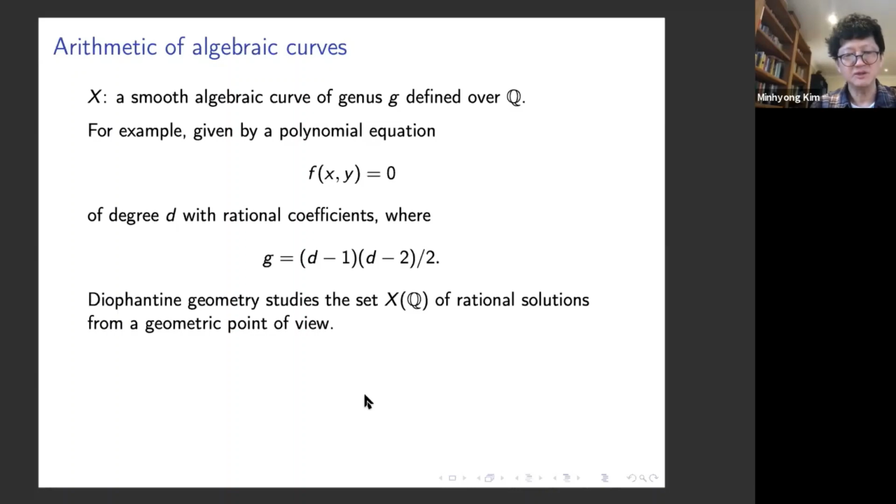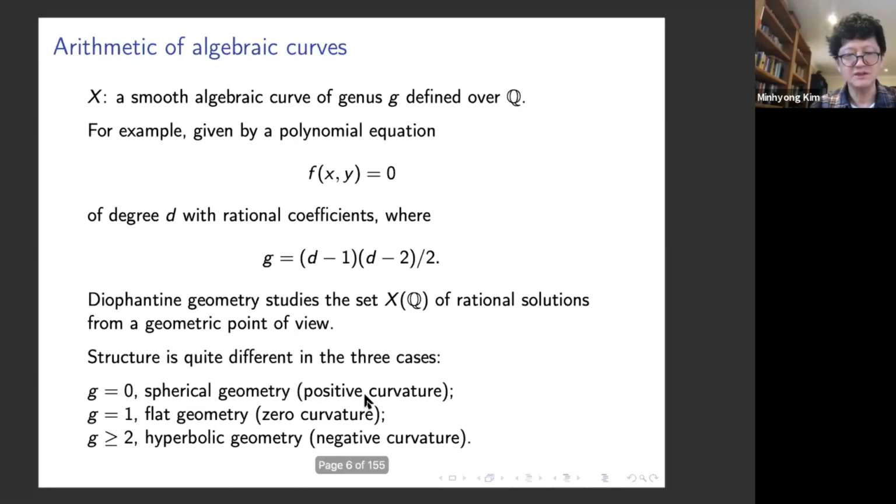And again, many of you will know that the structure of this problem is actually very much affected by the geometry. That is to say, there are these three rough divisions which carry over into higher dimensions. That's why it's somewhat useful to spell it out in this form. There's a genus 0 case that corresponds to positive curvature, the genus 1 case, zero curvature, and genus at least 2 corresponds to negative curvature, hyperbolic geometry.